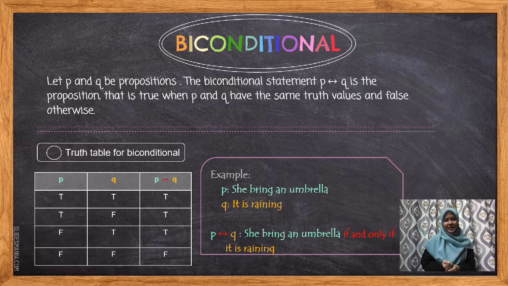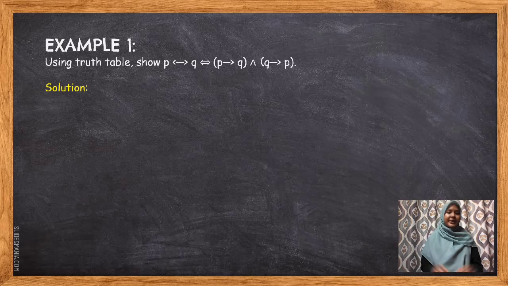Now let's see the example of English statement. P, she brings an umbrella. Q, it is raining. So P if and only if Q: she brings an umbrella if and only if it is raining.